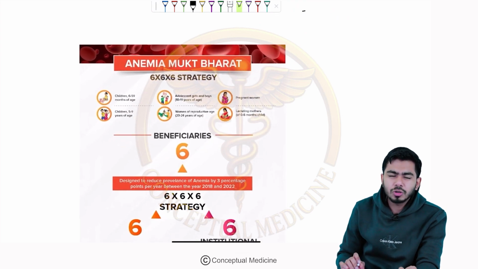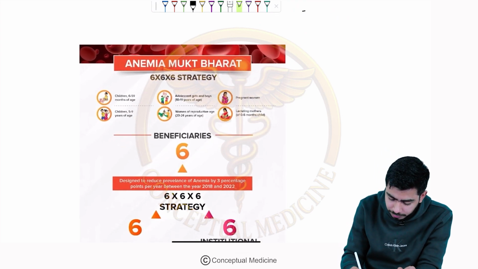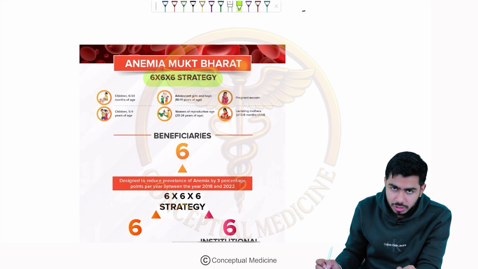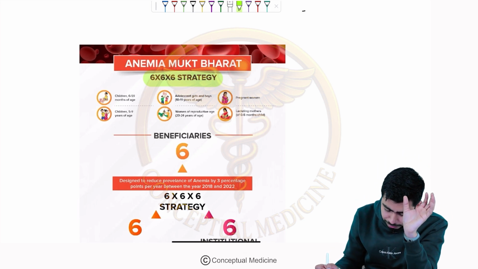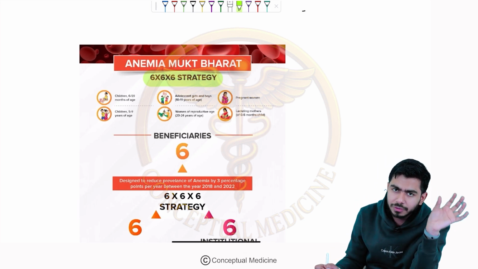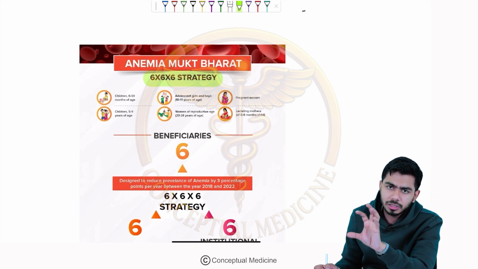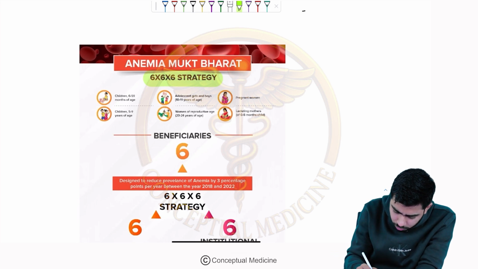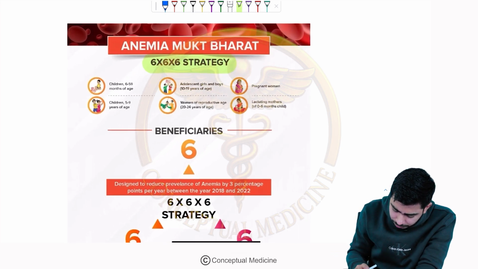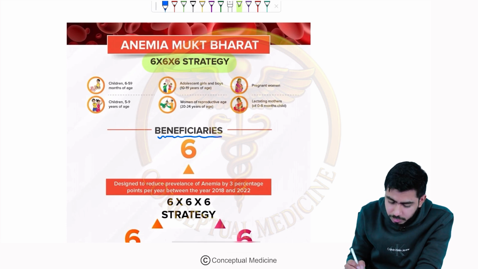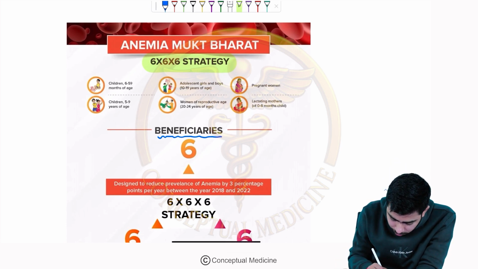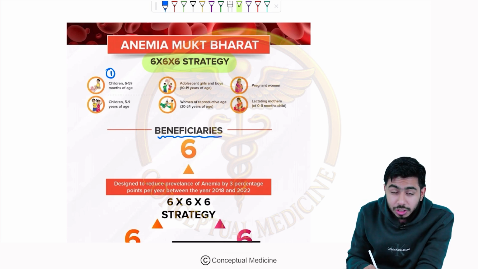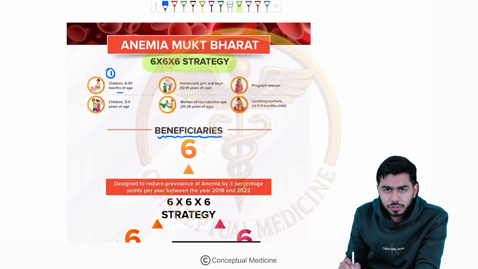Now, Anaemia Mukt Bharat is talking about the 6 into 6 into 6 strategy, right? Very simple, guys. 6 beneficiaries are there, 6 interventions are there, 6 institutional mechanisms are involved in this Anaemia Mukt Bharat. In this image, you can see the 6 beneficiaries. First beneficiary, children from 6 months to 59 months of age.